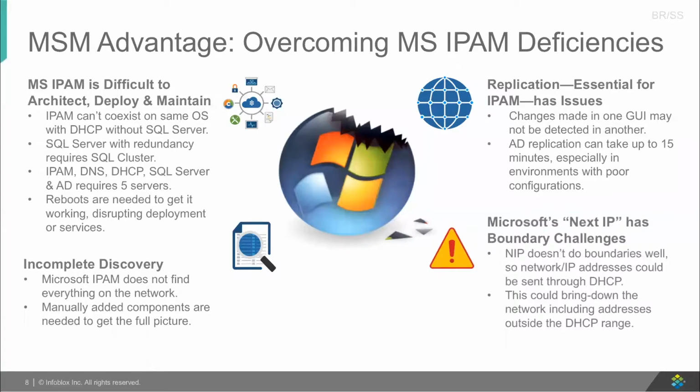What about Microsoft's Next IP? It seems like there are some boundary challenges there as well, right? Right, yeah, there are some logic boundary challenges in there. Sometimes the next IP function will actually assign an IP from the IP of the actual network, which could be problematic if it's handed out from DHCP or assigned to a device, and that could potentially bring down the entire network if you get a duplicate IP or an invalid IP address. Yeah, so these are some pretty substantial challenges.